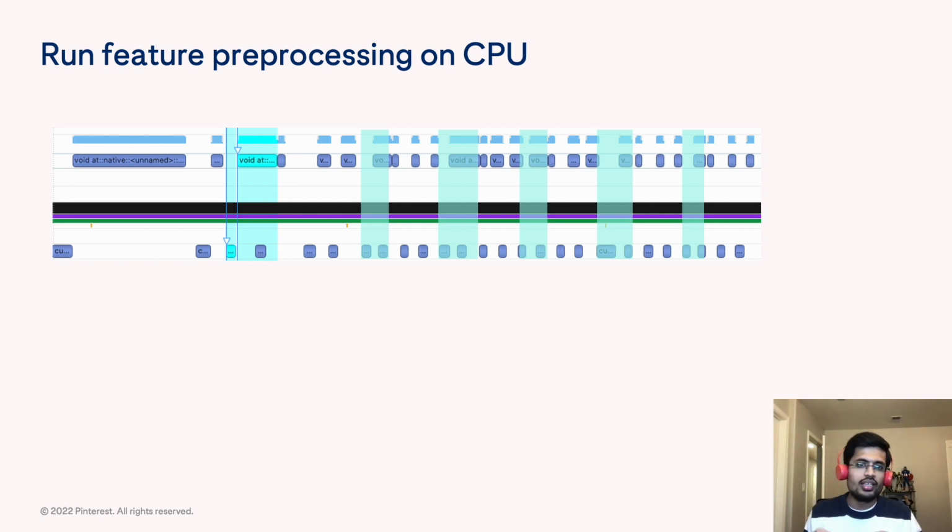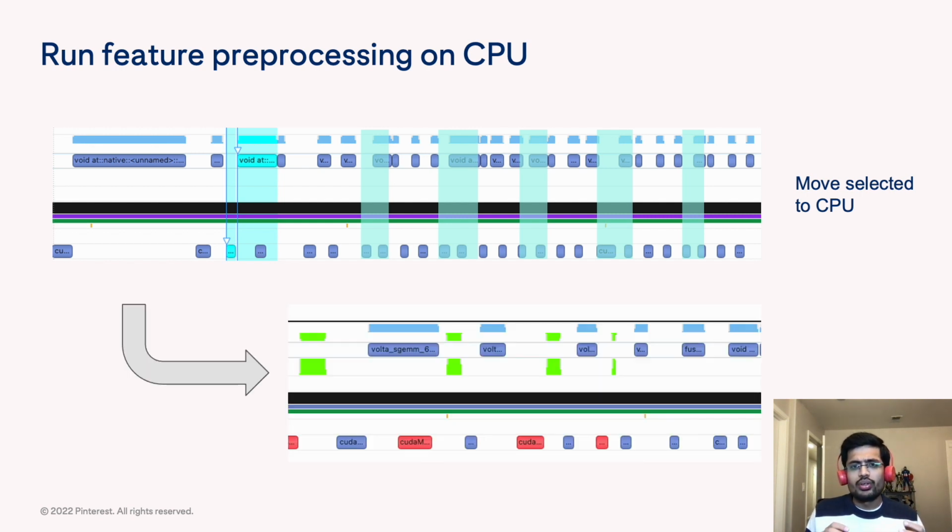So we used this insight and decided to use a mixed model approach. Instead of running the model wholly on CPU or wholly on GPU, we divided the model into components, some of which run on CPU and some of which run on GPU. And we made it such that all the CPU layers, which were the feature preprocessing layers, come before all the layers on GPU, so that we don't have much memory transfer to and from between CPU and GPU.